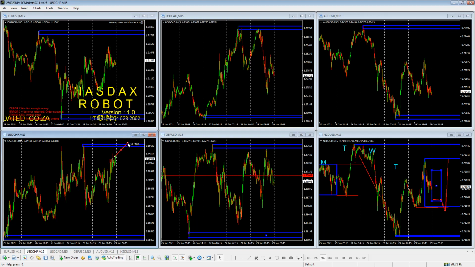We want that breakout to happen. If the breakout doesn't happen, we don't want to be involved. So the breakout happens, then we are interested in the sell back down. Okay.